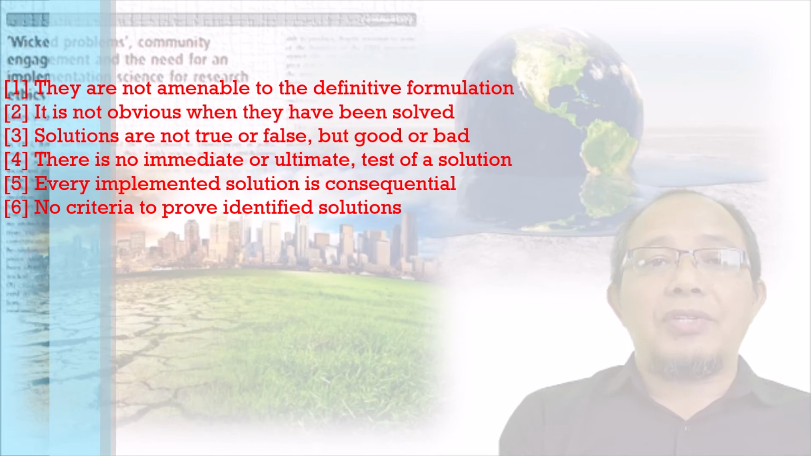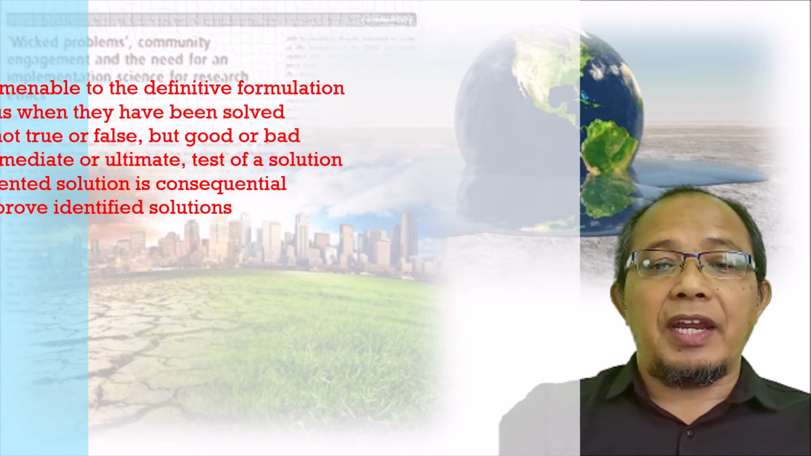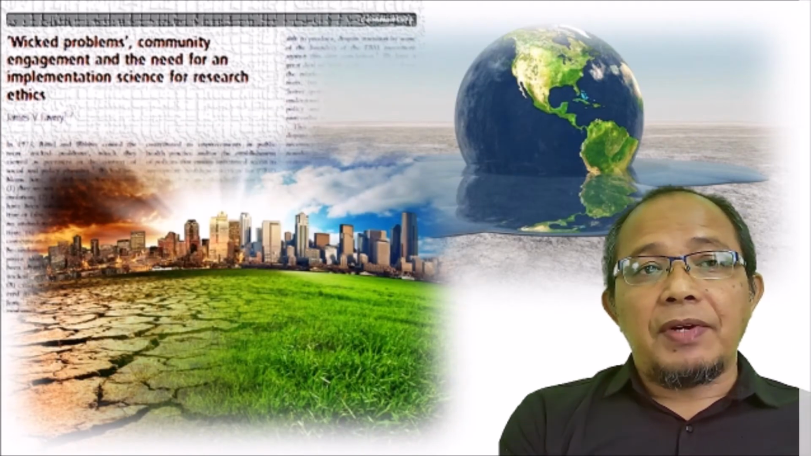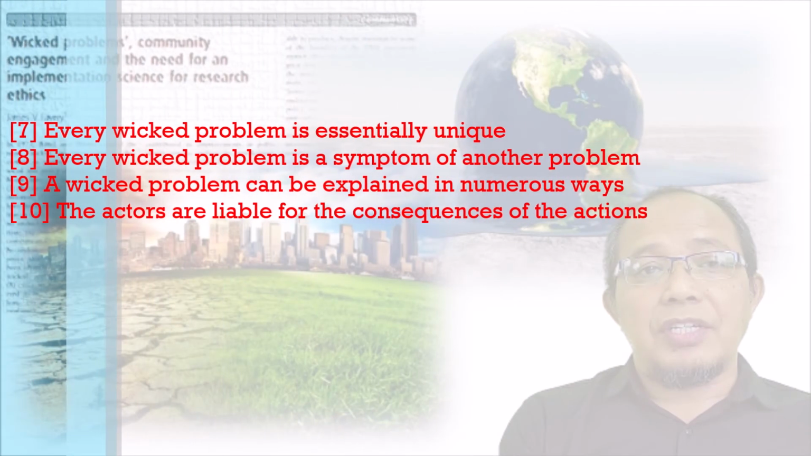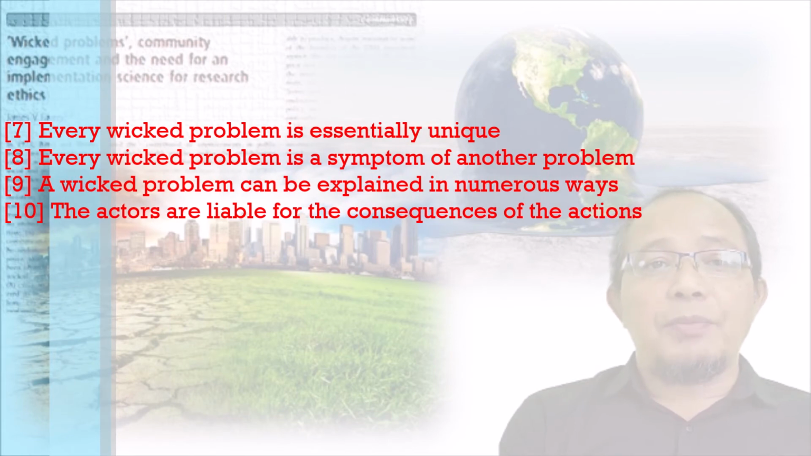6. There are no criteria to prove that all potential solutions have been identified and considered. 7. Every wicked problem is essentially unique. 8. Every wicked problem can be considered to be a symptom of another problem. 9. A wicked problem can be explained in numerous ways, and the choice of explanation determines what will count as a solution. And 10. The actors are liable for the consequences of the actions they generate.